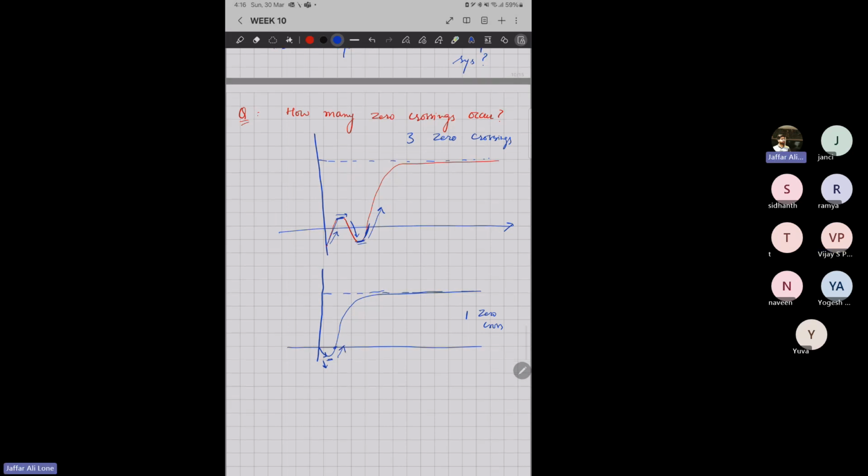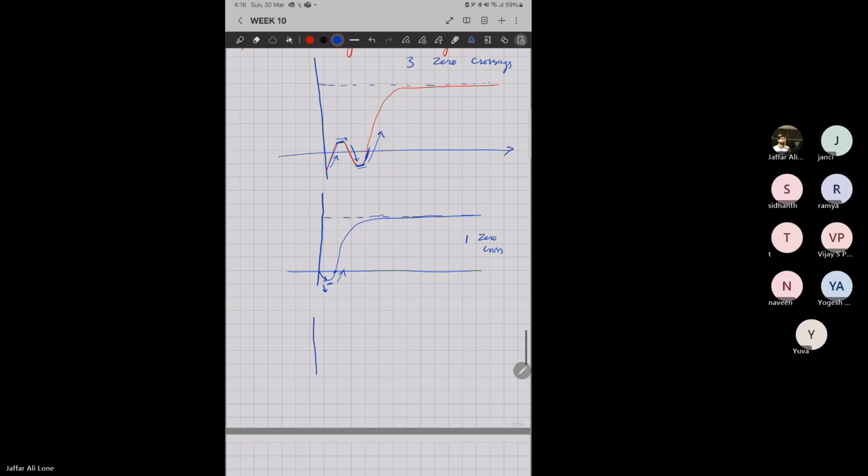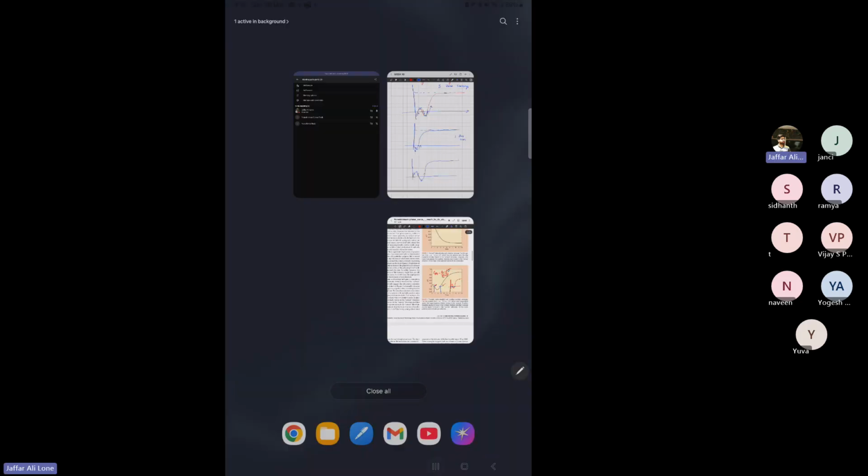Similarly, for this case, initially it's correct, then it reverses to wrong, and again reverses to right. Right? It's given in detail. If you see this paper, I'll show you.